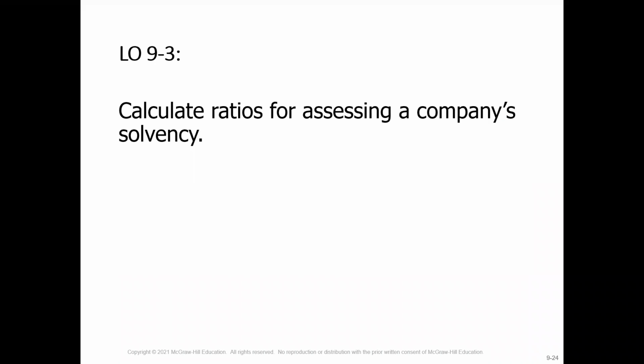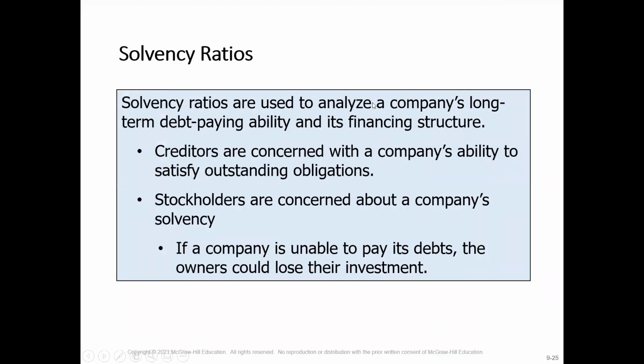So solvency ratios mainly deal with debt, not short-term paying, but long-term paying ability of debt, and financing structure. Are we financing most of our assets through the issuance of debt, or through the issuance of stock, or operations?